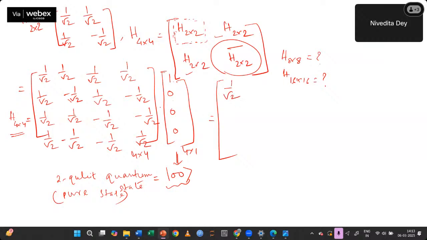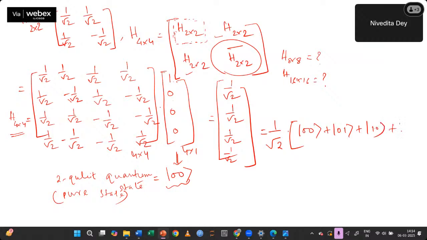All these values will be 0, not to worry. Then 1 by root 2 times this thing, 1 by root 2 times this thing, all these values again will be 0. Then 1 by root 2 times 1, so it will be 1 by root 2, and here also it will be 1 by root 2. So if I just do this, it will be nothing but 1 by root 2 times these things, that is 0, 0, 0, 1, 1, 0, and 1, 1.